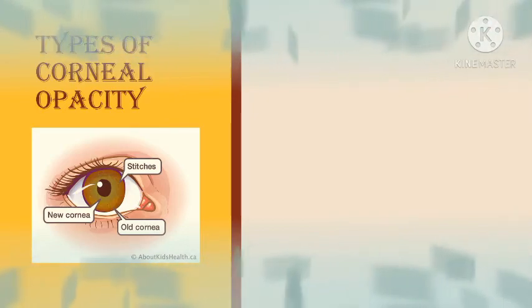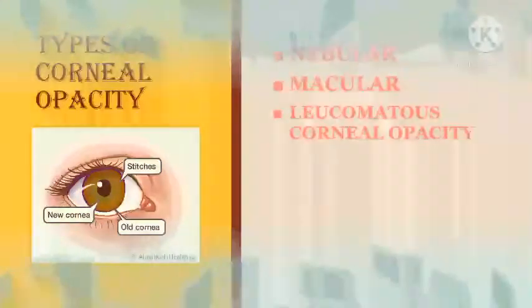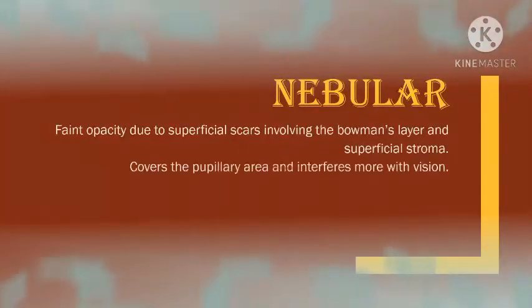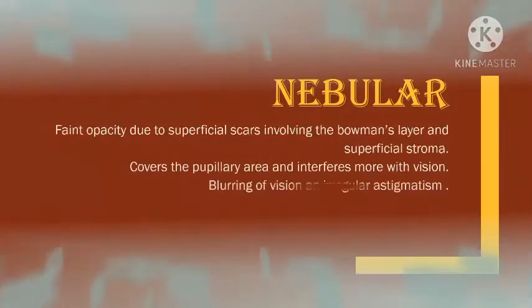Types of corneal opacity. We have the nebular. Nebular is a faint opacity due to superficial scars involving the Bowman's layer and superficial stroma. It covers the pupillary area and interferes more with vision, causing blurring of vision and irregular astigmatism. Nebular opacity is a mild opacity of the cornea, allowing the details of the iris to be seen through the opacity.